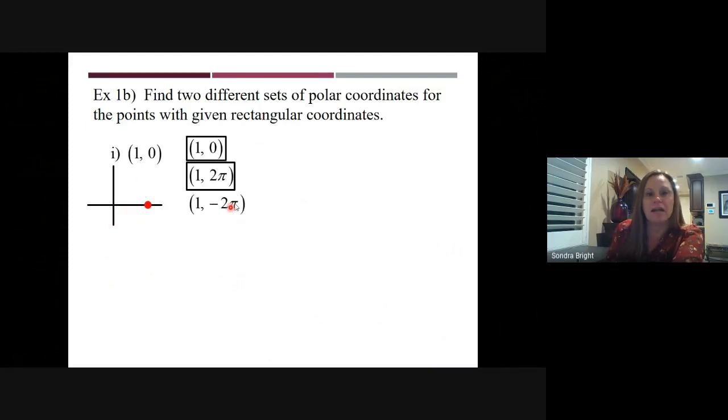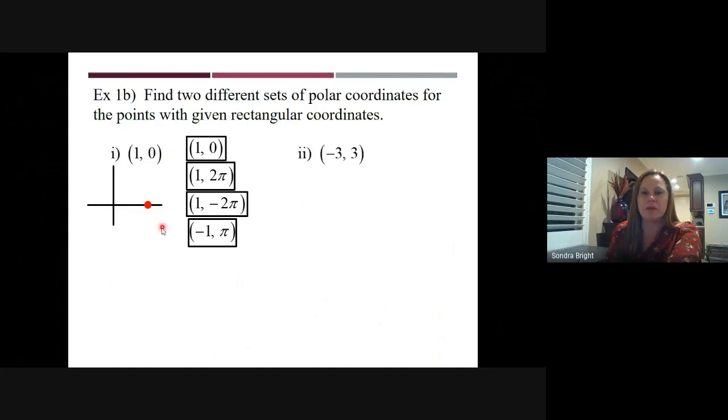All right, I also could have gone clockwise around the circle, right? Negative 2 pi would bring me all the way back here with a positive 1 would put me there. And then pi would just bring you to the negative x-axis. You're over here, but then a negative r would tell you to go to the right and go in the opposite direction. So there's 4, we said give 2. There's 4 different polar coordinates that totally correspond to this rectangular coordinate.